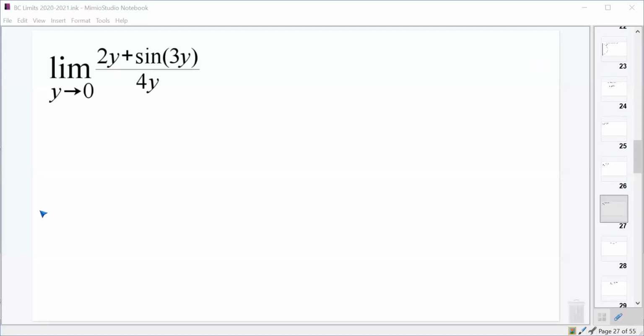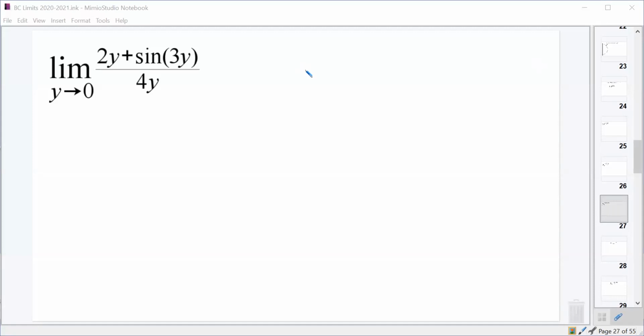So we're looking at this limit. The limit is y approaches 0 of 2y plus sine 3y over 4y. And what's going to be our first step in solving this one? What do you guys think? Yeah, we're gonna use addition to separate them.